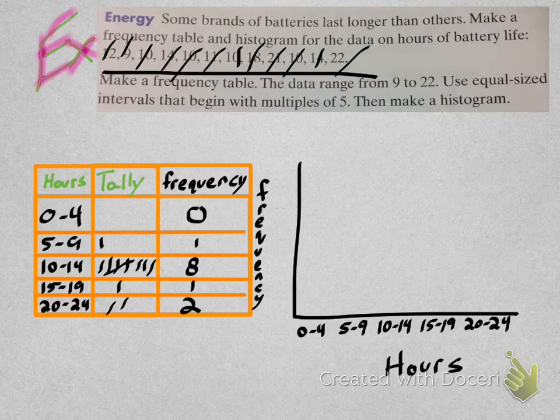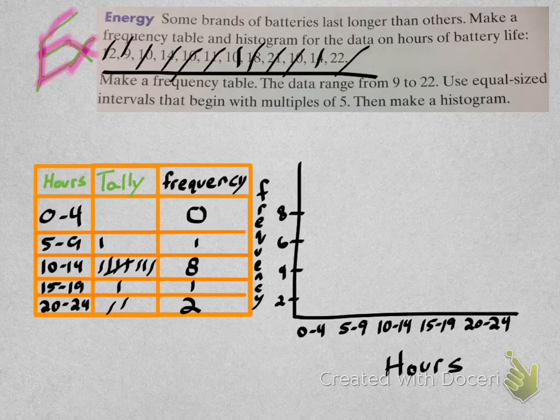And then, because I go all the way up to 8, I'm going to count by 2s. 2, 4, 6, 8.